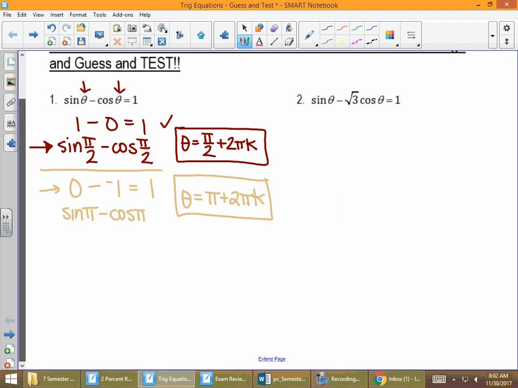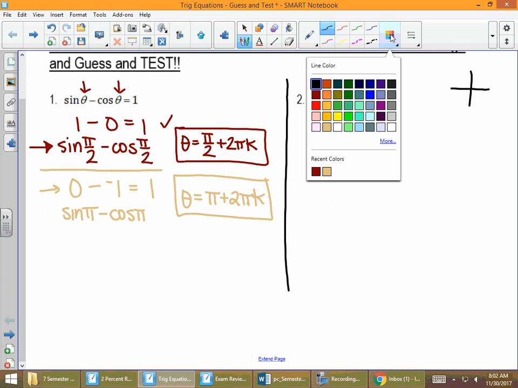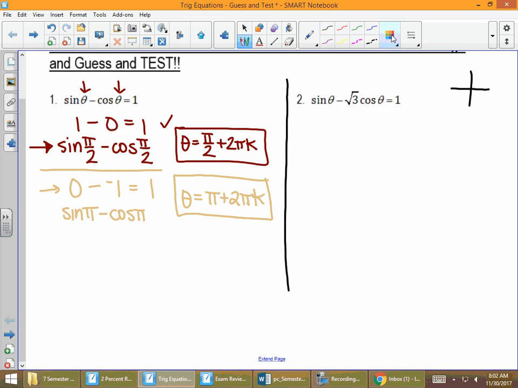All right, our next problem. Going to get a little more complicated here. Sine minus radical 3 cosine is equal to 1. So we want 1. And I know that my quadrantals aren't going to get this done. So if we kind of want to keep track of what's not going to work, I think that's helpful. So our quadrantals are not going to work. No, no, no, no. Okay.